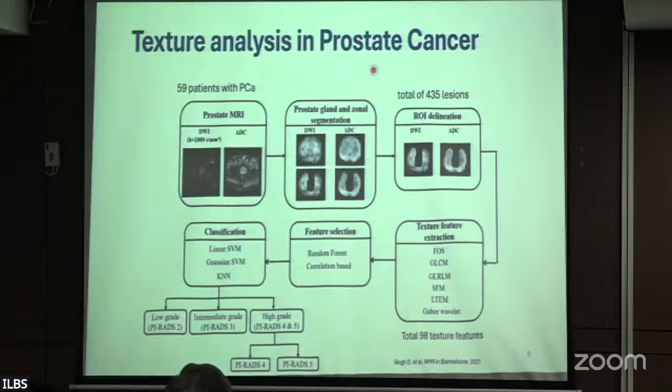Again, in prostate cancer, segmentation of the different areas of the prostate, the peripheral zone and the central zone, and textural feature analysis can tell about the grading. Because grading prostate cancer by histopathology is a subjective process, we can use texture features to automate the process, removing the subjectivity to some extent, and have the grading of prostate cancer.